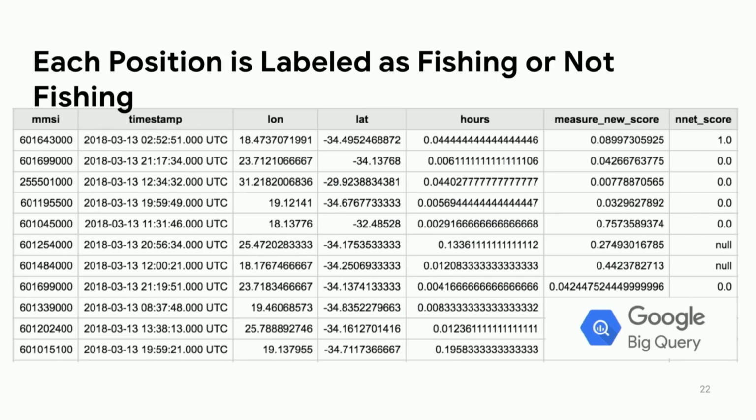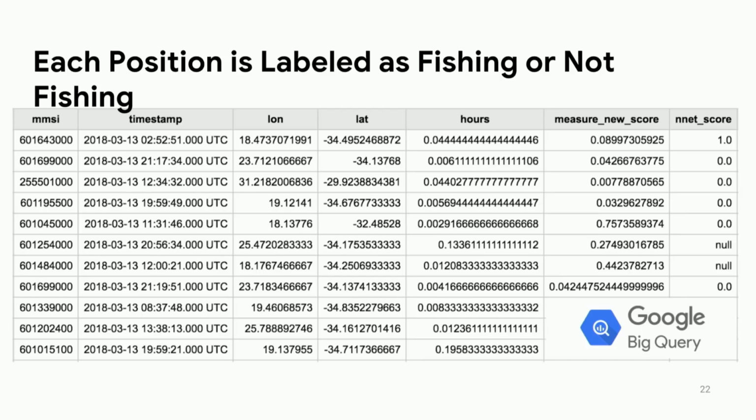And so the output of it is a table like this. This is a view of what's in BigQuery, and the far right column is the NN neural net score. It's 1 if we think the boat is fishing, and 0 or null if we don't. So now we have every single one of our data points labeled as fishing or not fishing, and we also think we know what types of vessels they are.